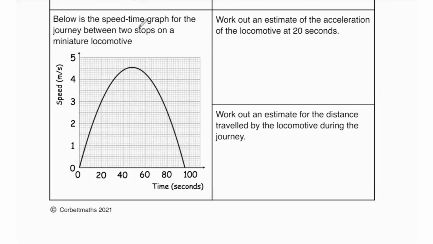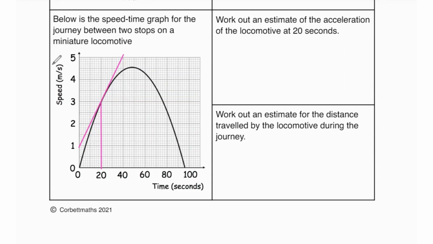The next question says, below is the speed time graph for the journey between two stops on a miniature locomotive. Work out an estimate for the acceleration of the locomotive at 20 seconds. So if we go from 20 seconds to the graph, we can see that this is the line that we get. You need to remember that the gradient of a speed time graph equals acceleration. So if you find the gradient of this line, we can use that as an estimate for the value of acceleration at 20 seconds.